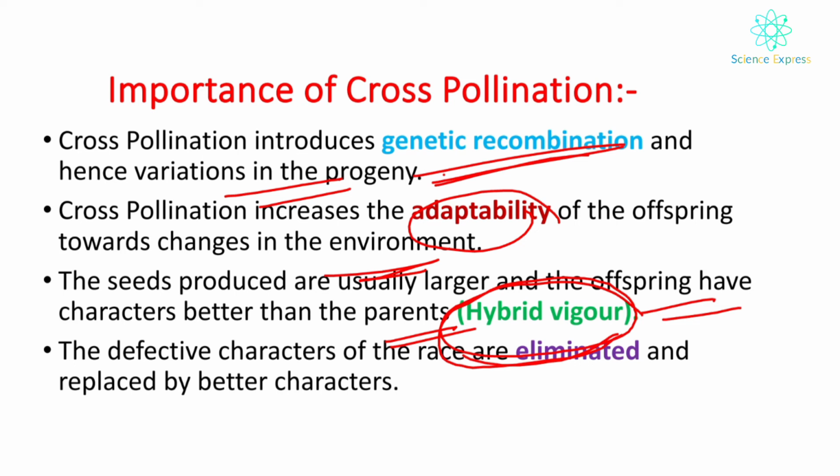The defective characters of the race are eliminated and replaced by better characters in case of cross pollination. Clear? These are the features of cross pollination. Sometimes offspring are produced more advanced. Clear? Okay. In case of cross pollination, yield never falls below an average minimum. Clear?